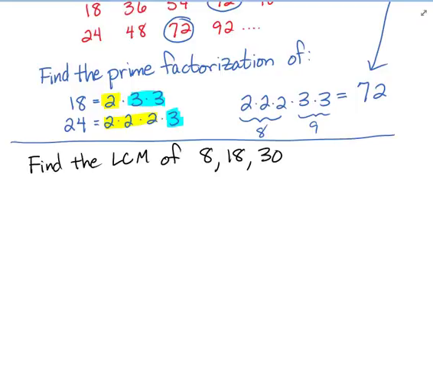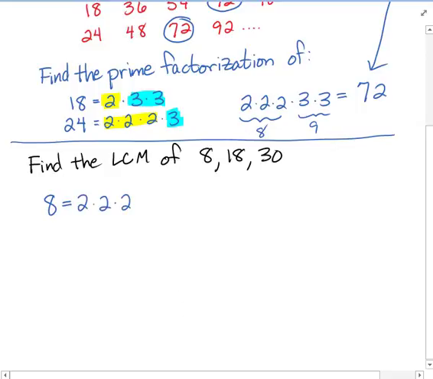Here we have 3 numbers, 8, 18, and 30, and we want to find the least common multiple of these 3 numbers. So let's use our method of prime factorization. So we're going to find the prime factorization of each number. 8 is 2 times 2 times 2. 18 is 2 times 9, 2 times, there's my 9, 3 times 3. 30 is 6 times 5, so 6 is 2 times 3, and then times 5. That's my 6 times 5.